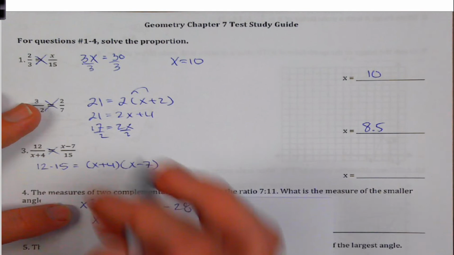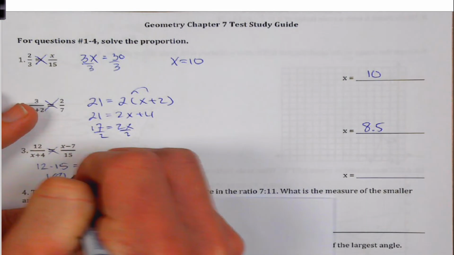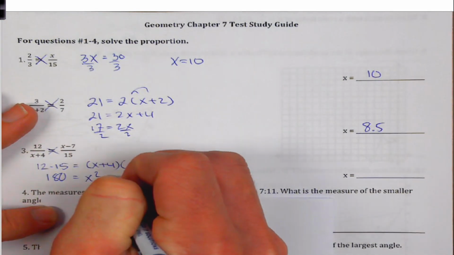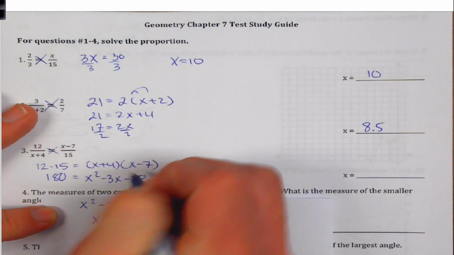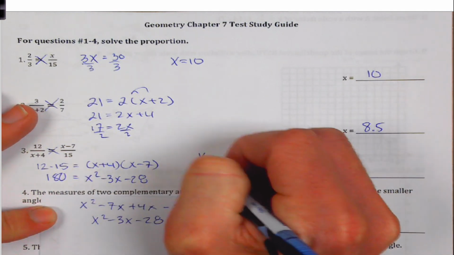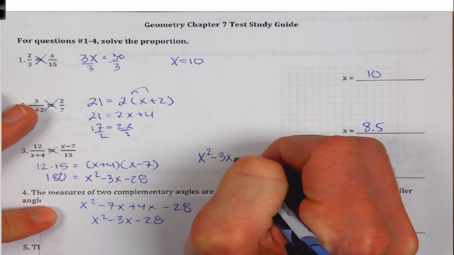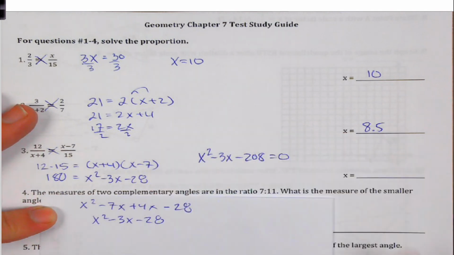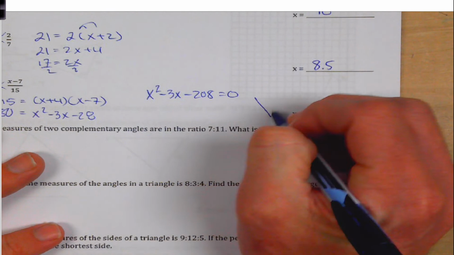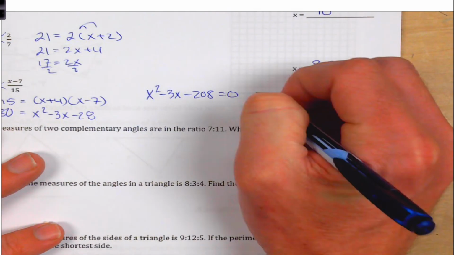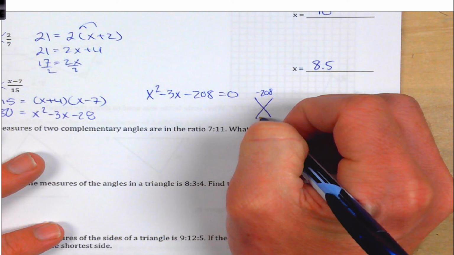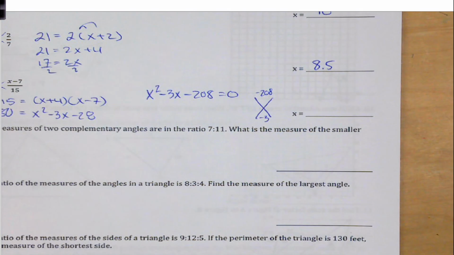So I get 12 times 15 is 180, that equals x squared minus 3x minus 28. I'm going to subtract the 180 over, so I'm going to end up with x squared minus 3x minus 208 equals 0. So I do have to factor this, and to factor, you put the back number on top, negative 208, and I put the middle number right there, negative 3.